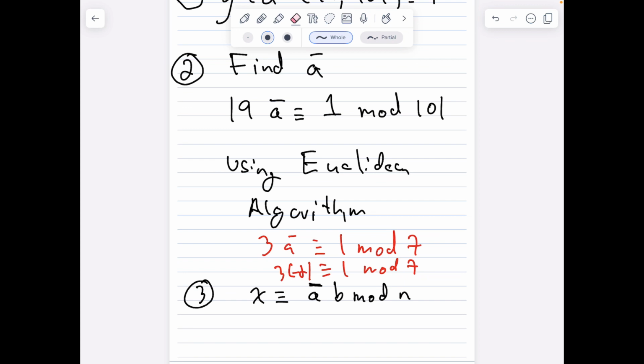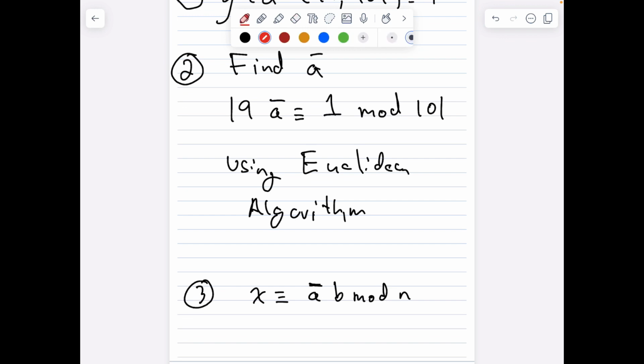However, it doesn't quite happen that easily with rather large numbers like we're working with here. So you would have to use something like the Euclidean algorithm. Now I'm not going to go over the Euclidean algorithm. We can do a separate video on that. But in this case, your a bar would come out to be 16.